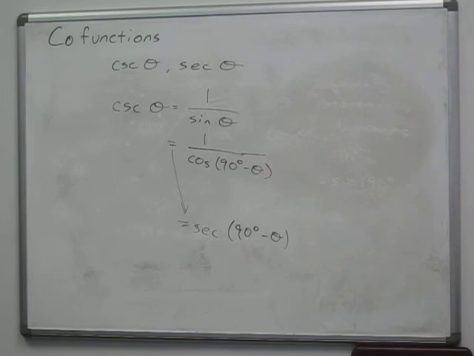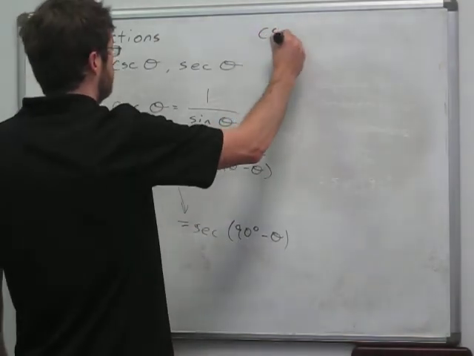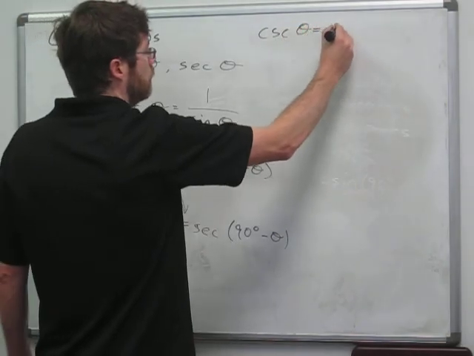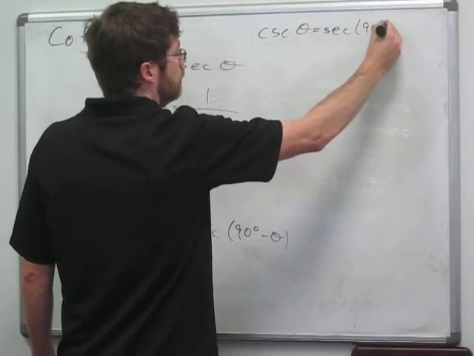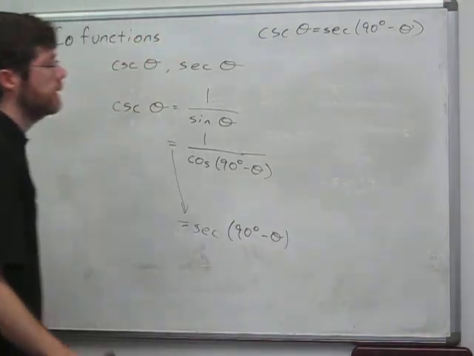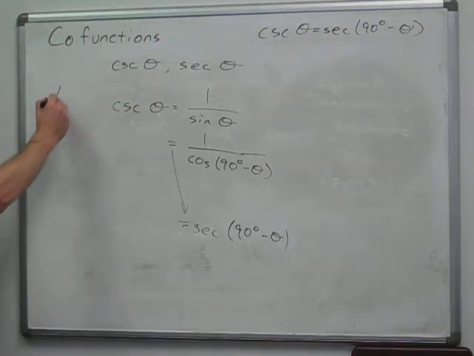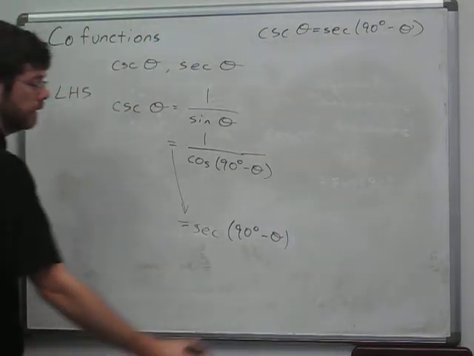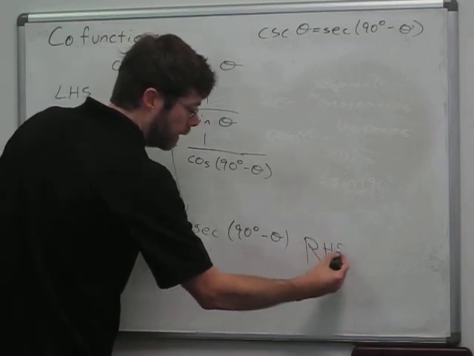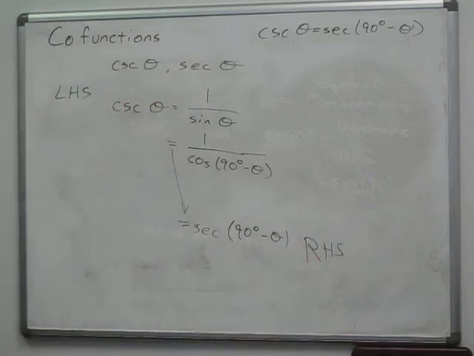So we call this proving an identity, right? We proved this identity by starting on the left-hand side and ending at the right-hand side. There will be plenty more identity proofs in our future.